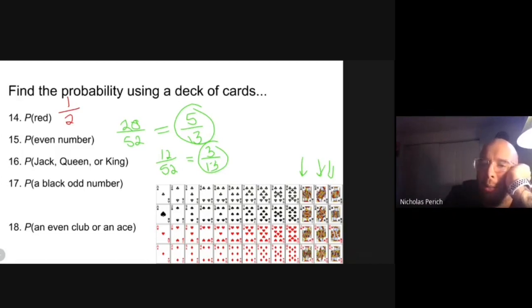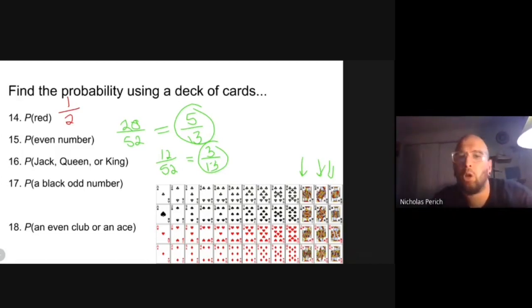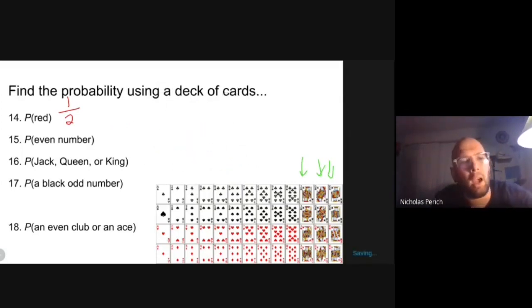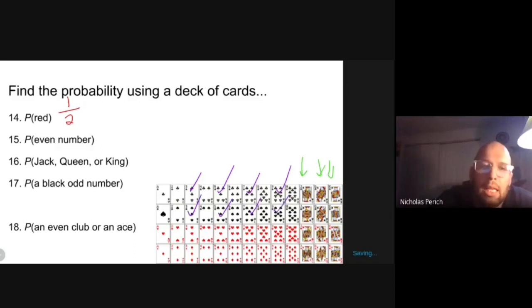A black odd number. All right, so I'm just actually going to count these out. A black odd number. So 1, 2. Oh, odd. Oops. 1, 2, 3, 4, 5, 6, 7, 8. So I have 8 out of 52, which is going to be 2 out of 13 after you simplify it.